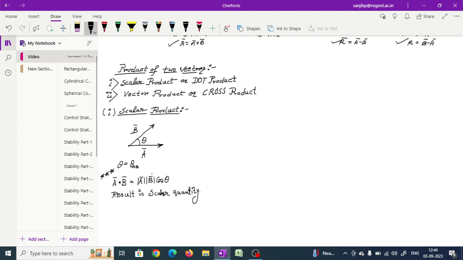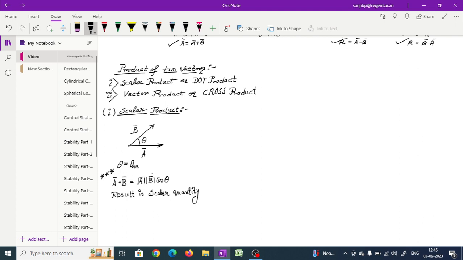If you know the angle and the expressions, initially you will get the value of mod A and after that the value of mod B. You have to do the normal product and multiply it with the cosine of the angle, suppose 30 degrees. In this way you can calculate it very simply.